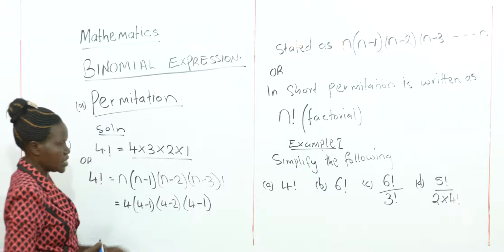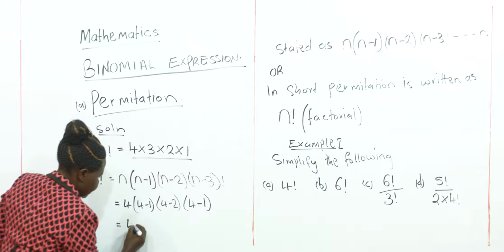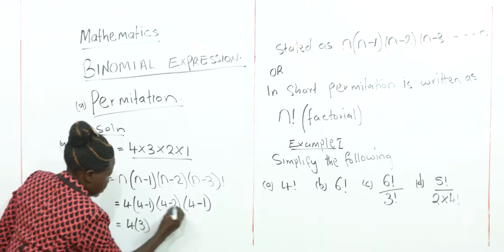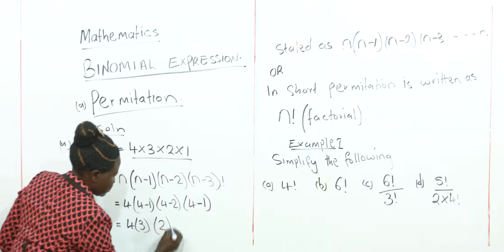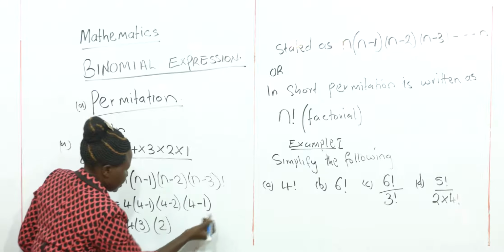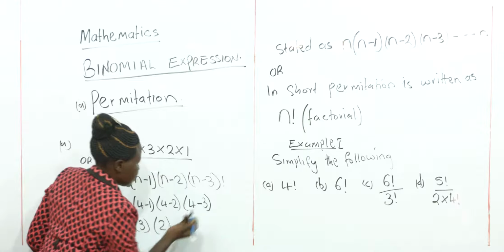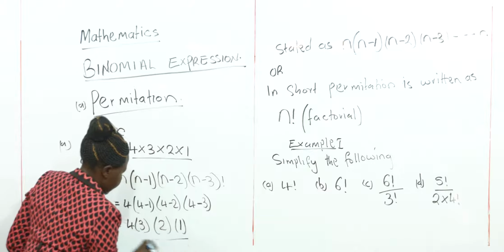You don't leave it in that form. So you will have our final answer as 4 into 3, and then into 4 minus 2, you get 2. And then we have 4 minus 3, which will give us 1. So you will have that as your final answer.